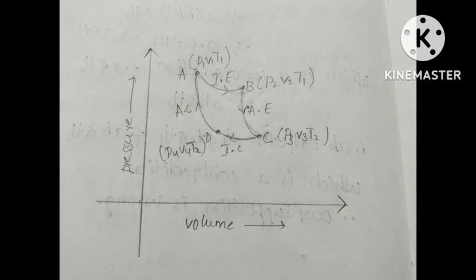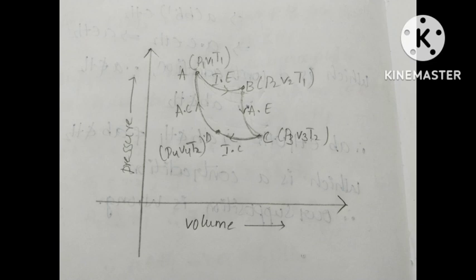In isothermal expansion, AB curve, A coordinates are P1 V1 T1 and B coordinates are P2 V2 T1. The temperature remains constant at T1 and it absorbs heat energy Q1. In adiabatic expansion, BC curve, B coordinates are P2 V2 T1 and C coordinates are P3 V3 T2. The temperature falls from T1 to T2 and heat energy remains constant.